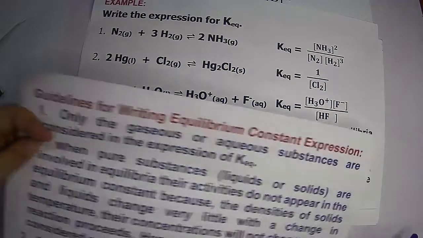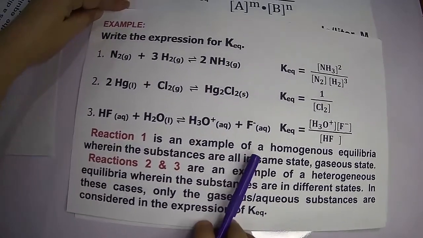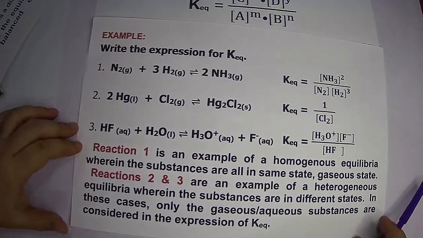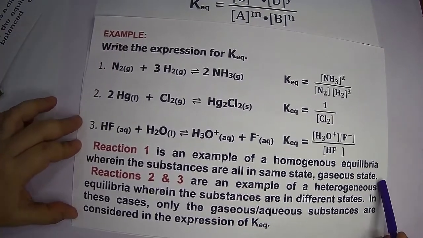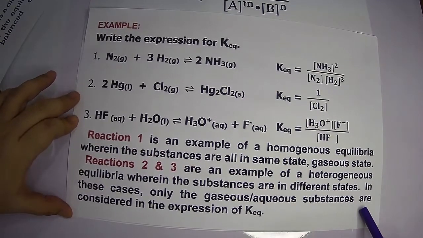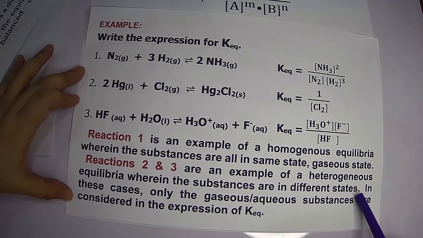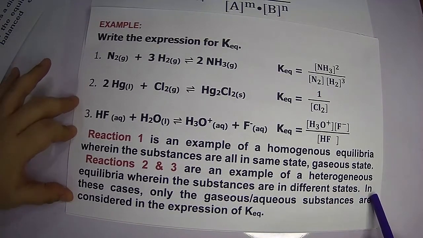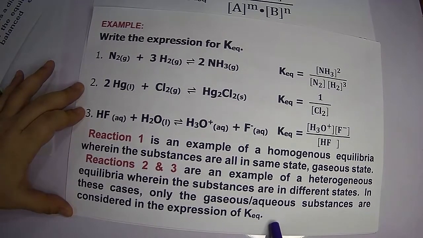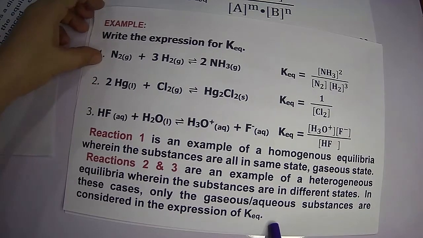So reaction 1 is an example of homogeneous equilibria, wherein the substances are all in the same state, which is the gaseous state. Whereas reactions 2 and 3 are examples of heterogeneous equilibria, wherein the substances are in different states. In these cases, only the gaseous or the aqueous substances are considered in the expression for KEQ.